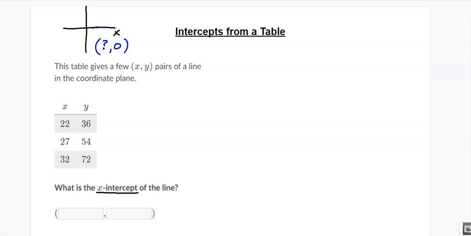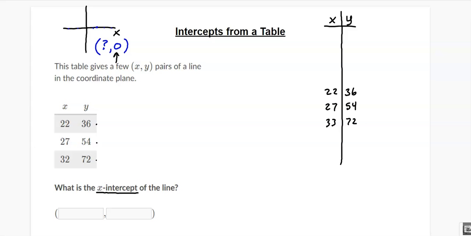So in a table format, let's think about this. They've given us some numbers, and I'm going to put them here in the middle. I know that I want my y value to be 0. So looking at their numbers and the pattern and the direction it's going, I need to leave some room up top. So right now the x values are 22, 27, 32, and the y values are 36, 54, 72.